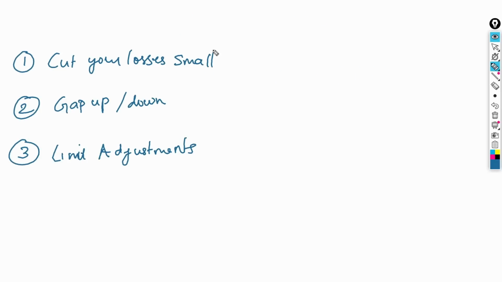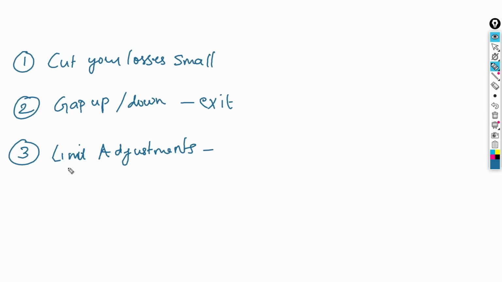So the summary of this entire video is basically to cut your losses small, so you can define your loss based on how much you're making. Then whenever there's a big gap up or gap down, you simply exit the trades. And finally, limit your adjustments if things are not going in your favor. Even after 2 or 3 adjustments, if you see that the position is not favorable or there is no significant improvement in your M2M, then it is simply better to exit that trade and take a fresh trade.